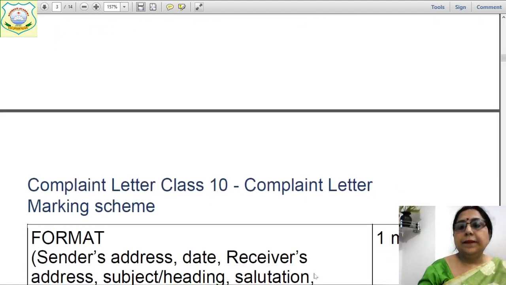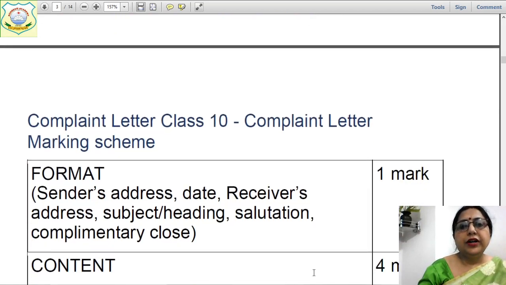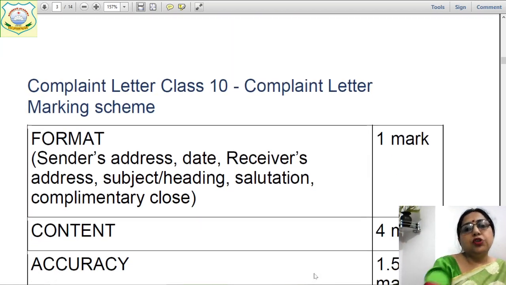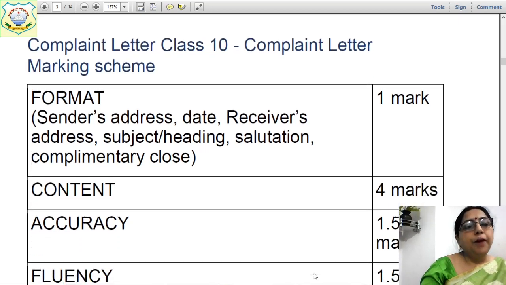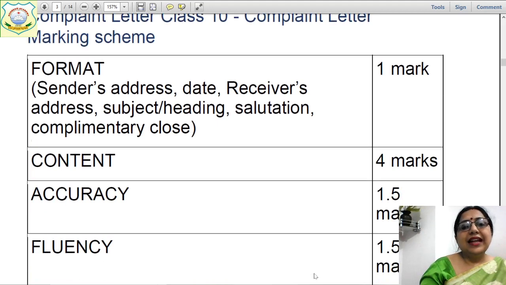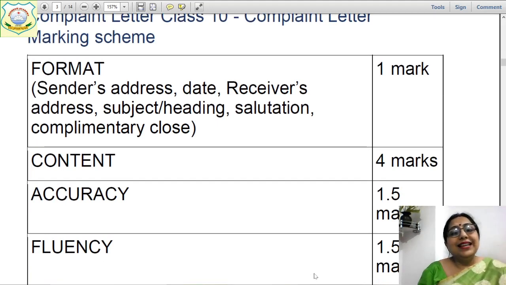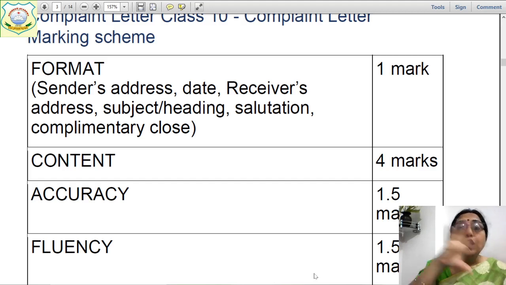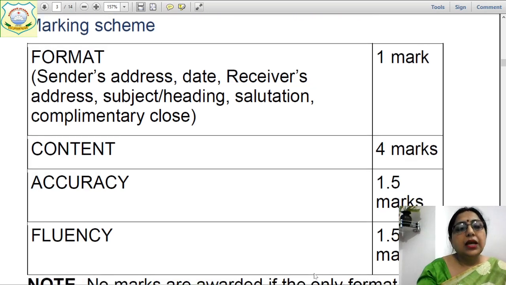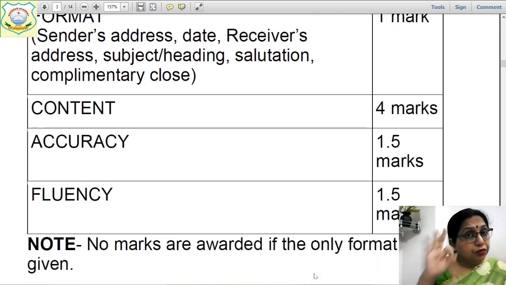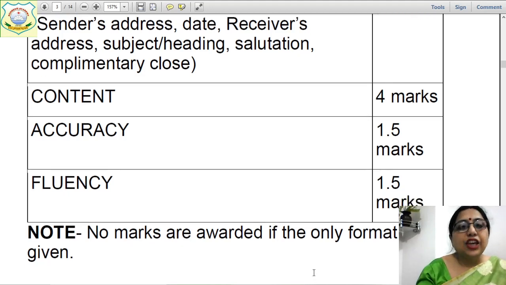with the marking scheme. The marking scheme has differed this time. Still, you can go through it. The format: the sender's address, the date, receiver's address, subject heading, salutation, complimentary closure. Altogether, it is the format, and it carries 1 mark. Then the content, meaning all those 3 to 4 paragraphs. Then the accuracy.